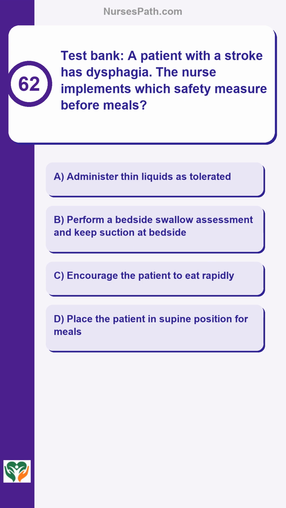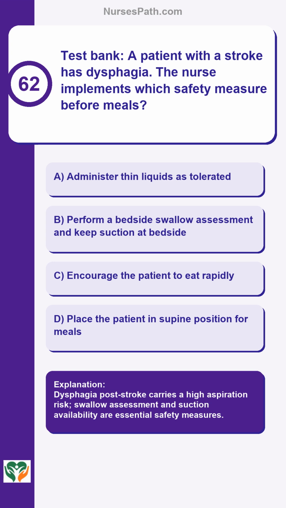Question 62. Test bank. A patient with a stroke has dysphagia. The nurse implements which safety measure before meals? Administer thin liquids as tolerated. Perform a bedside swallow assessment and keep suction at bedside. Encourage the patient to eat rapidly. Place the patient in supine position for meals. Dysphagia post-stroke carries a high aspiration risk. Swallow assessment and suction availability are essential safety measures.